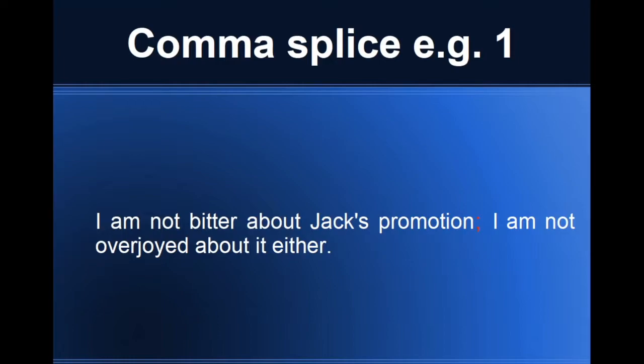If you remember from last time, I explained that a semicolon joins together two independent clauses which are linked in meaning. So in this case, the link is a contrast, like saying on the other hand. So you could say however or on the other hand after the semicolon, but it's not necessary.